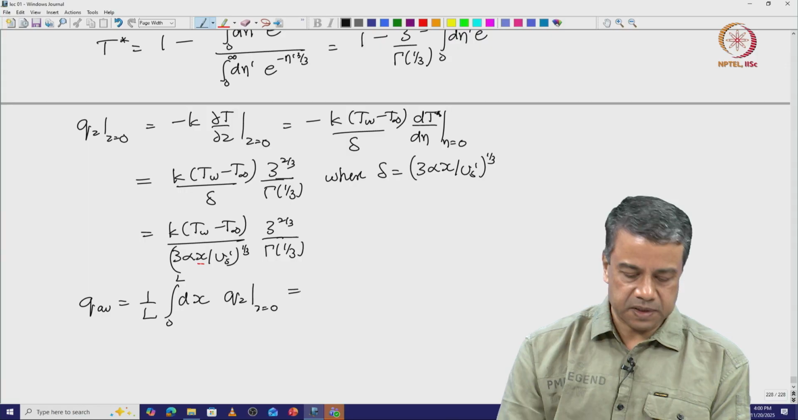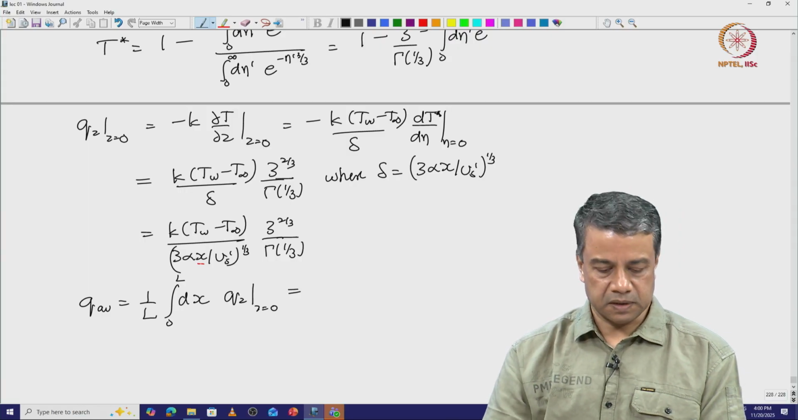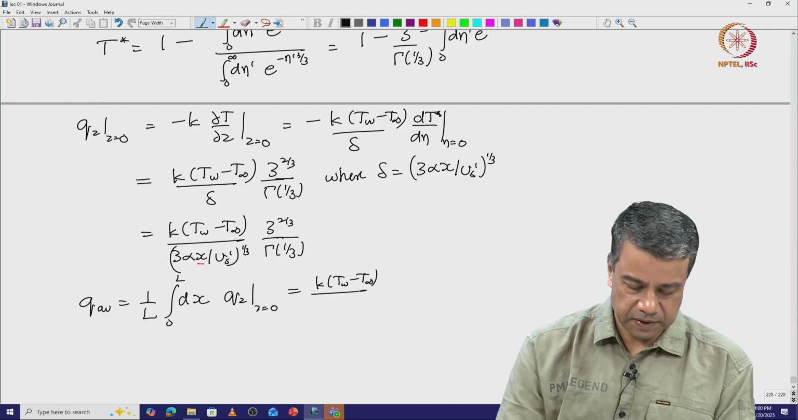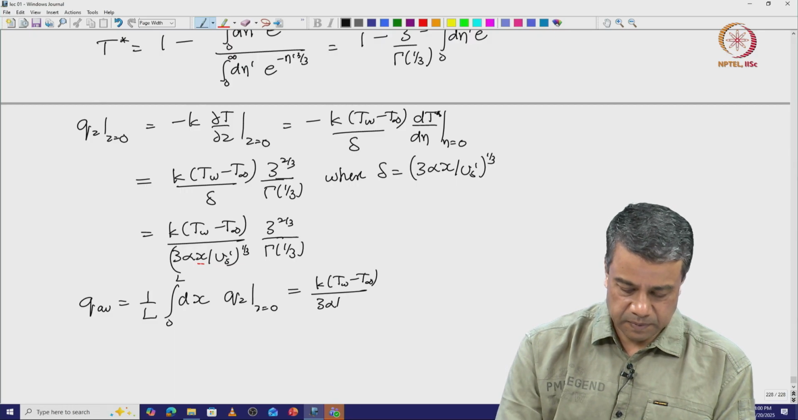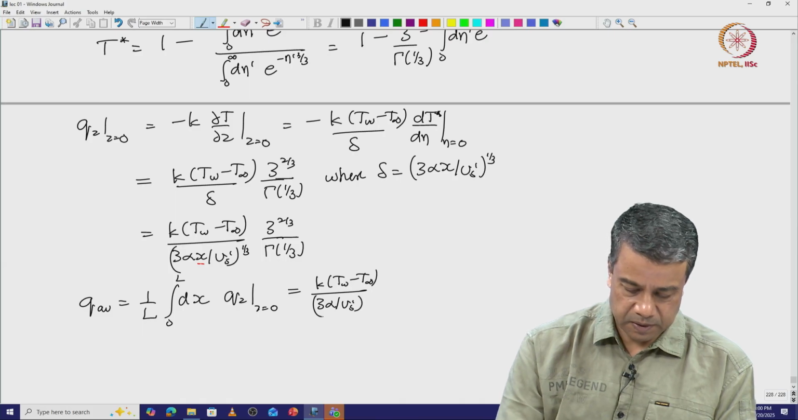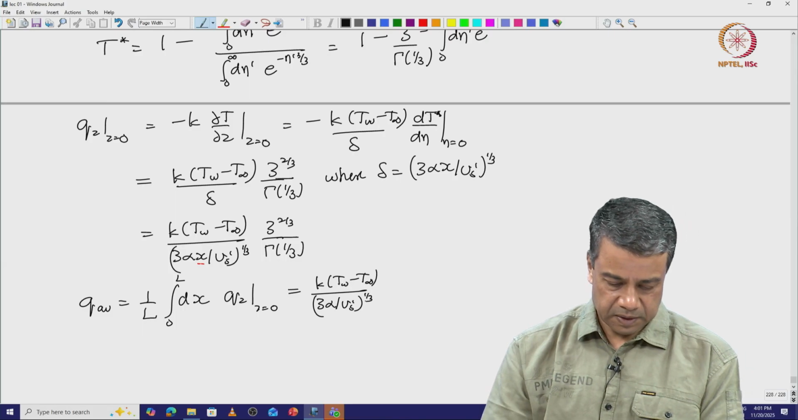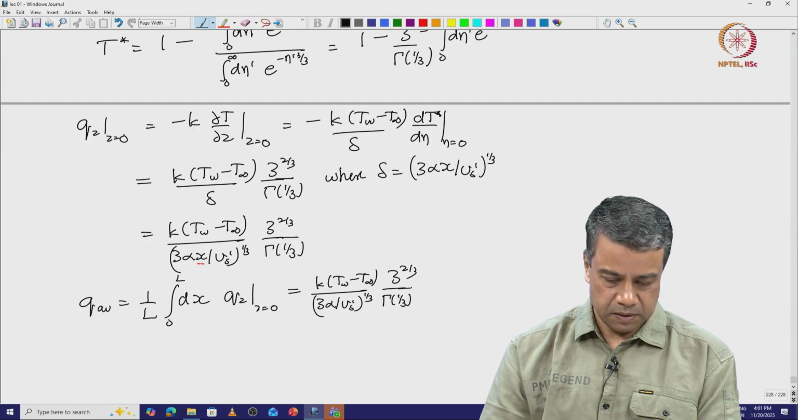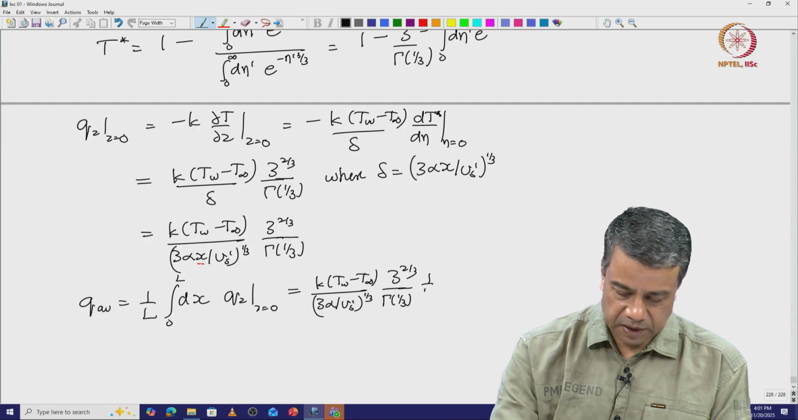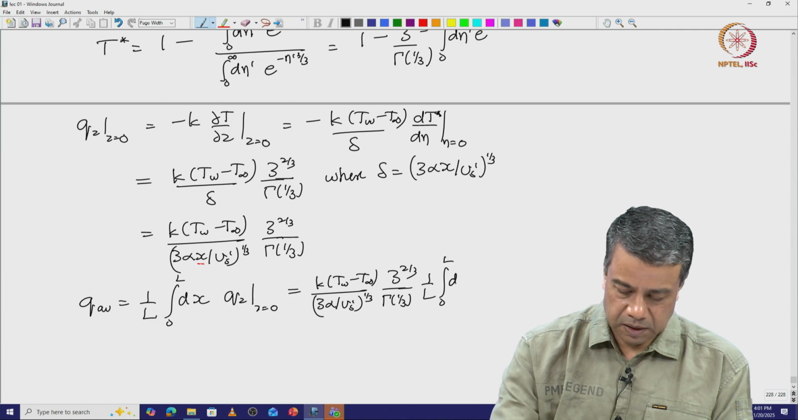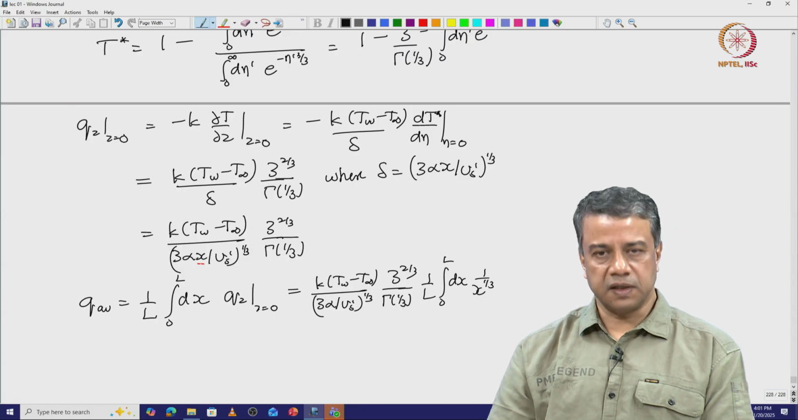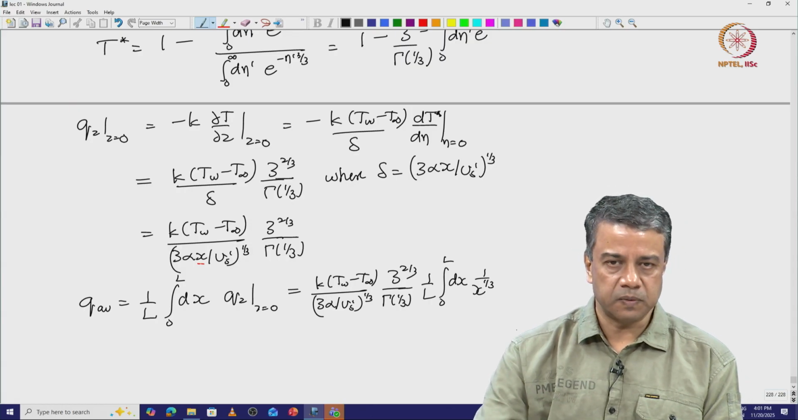So, everything in this equation is a constant except that 1 over x power 1/3. Okay. So, I will get k into (T_w minus T_infinity) divided by (3 alpha by Vs prime) power 1/3, into 3 power 2 by 3 by gamma of 1/3, into 1 over L integral 0 to L dx into 1 over x power 1/3. That integral is 3 by 2 times x power 2/3. So, you get an L power 2 by 3 times 3.